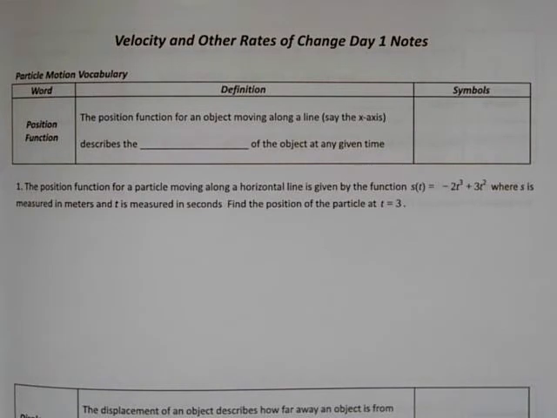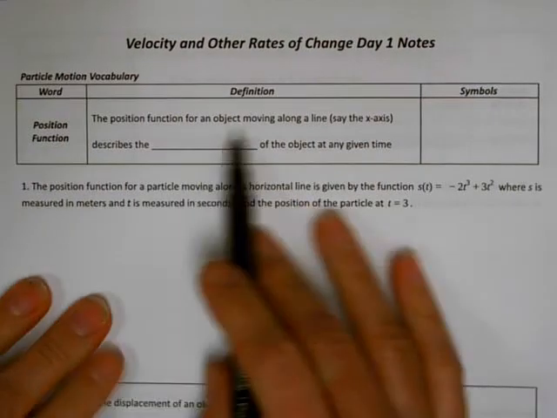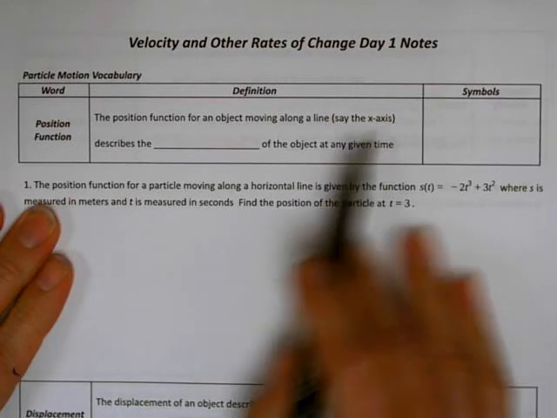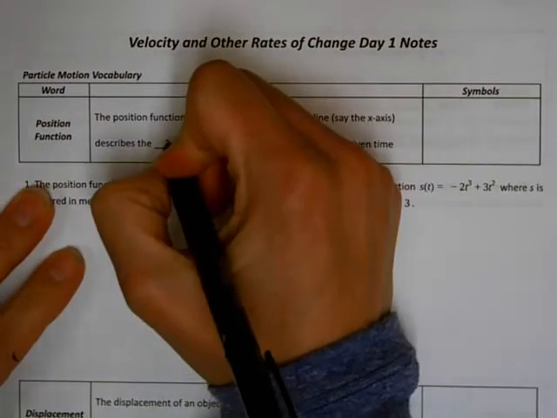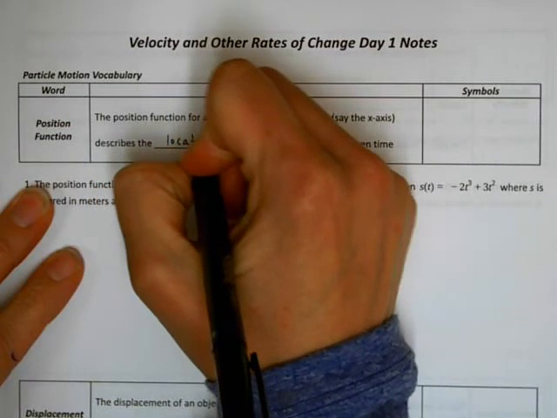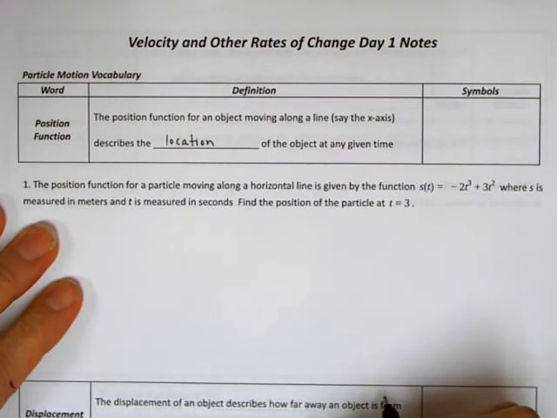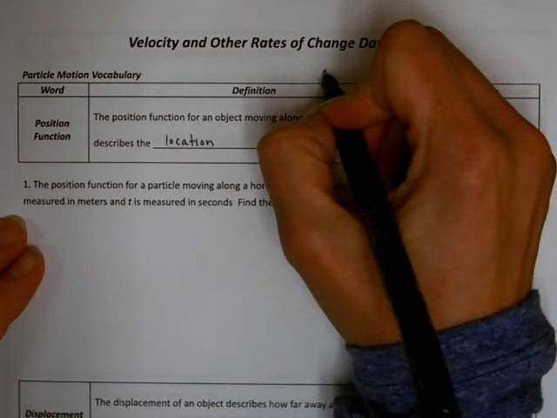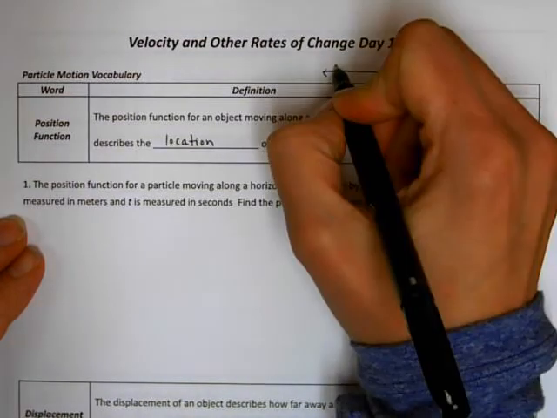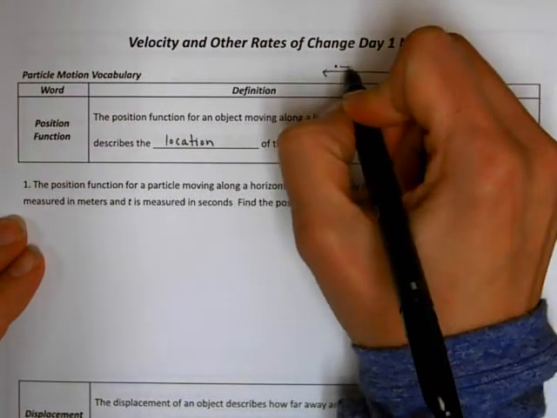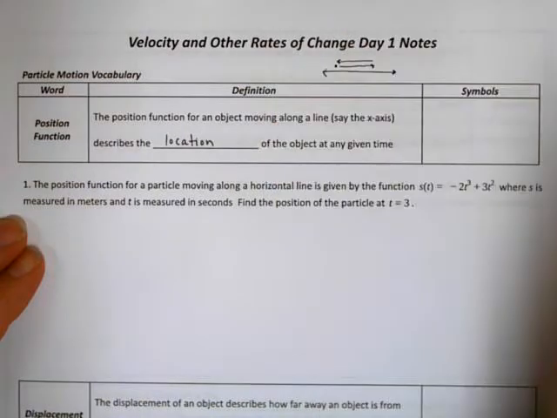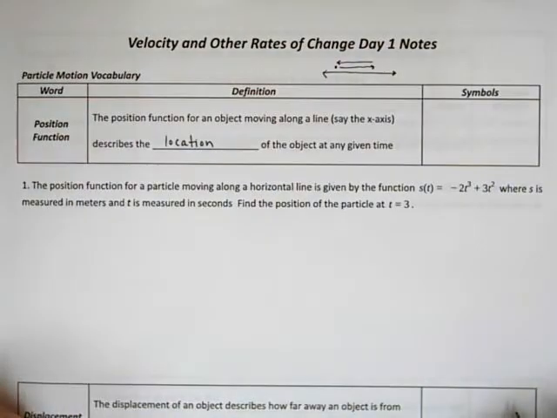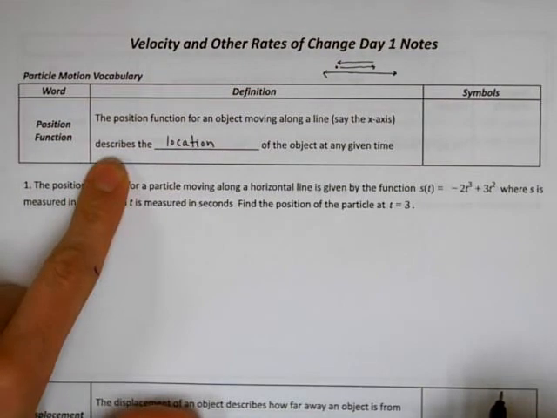So the first thing we have here is what we call the position function. The position function for an object moving along a line, say the x-axis, describes the location of the object at any given time. When we're talking about these problems, here's our x-axis, we're talking about some particle and its movement back and forth along that line, and we need ways to analyze that. So the position function is going to tell us the location of the object at any given time.